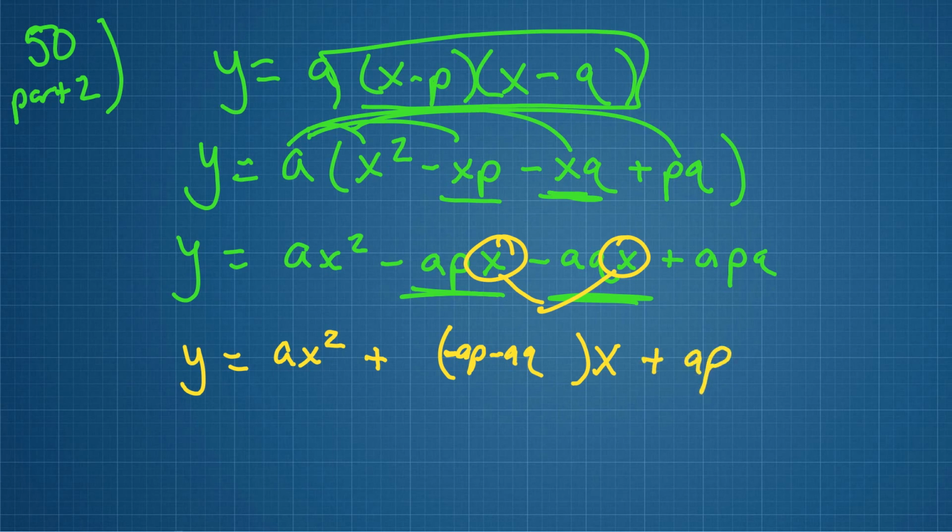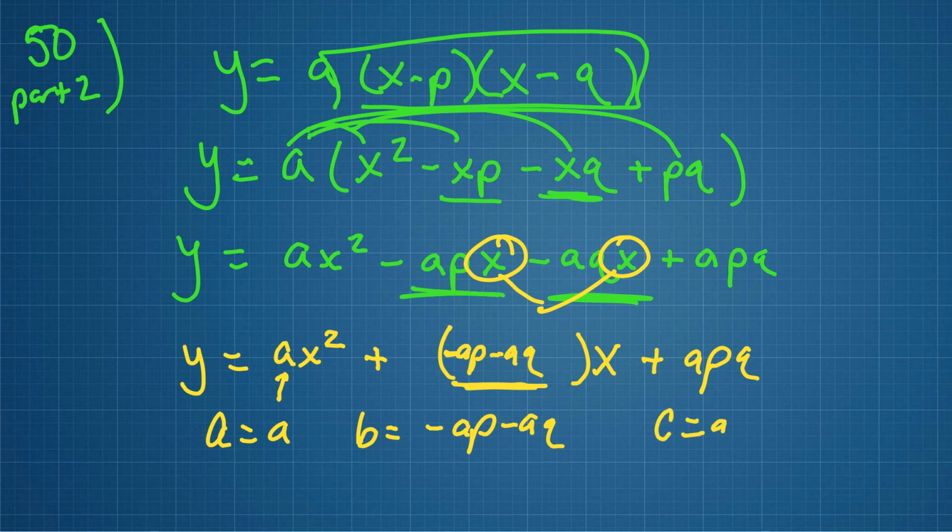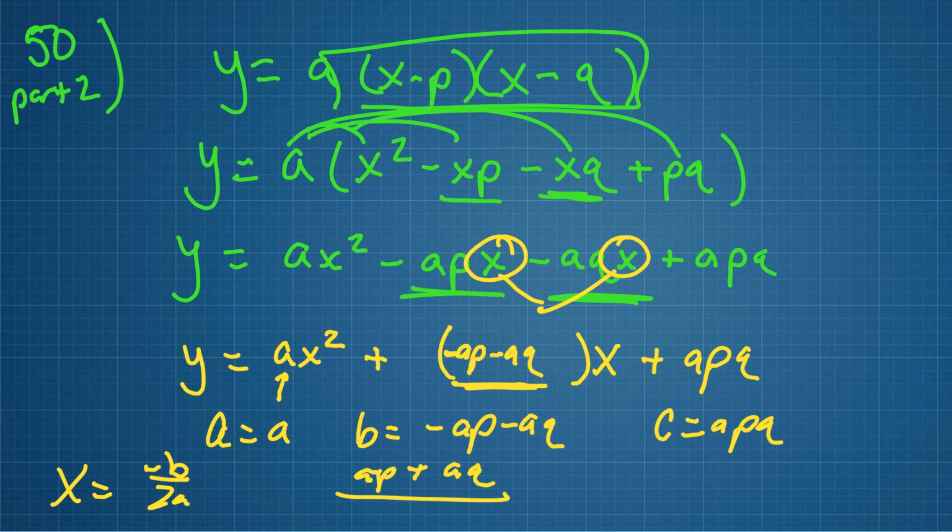It makes a big deal in this problem because now I have an a, b, and c. a is a, see right there. b is this entire set, so b is negative ap minus aq, and c is apq. So if I do x equals the opposite of b over 2a, the opposite of b is positive ap plus positive aq, all over 2 times a. Now they all have a's in common, so all the a's cancel. So this does turn out to be p plus q over 2, and that's the proof that 50 works.